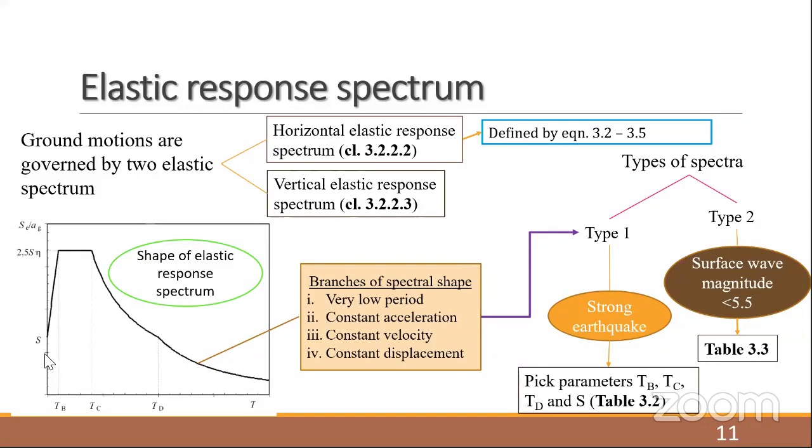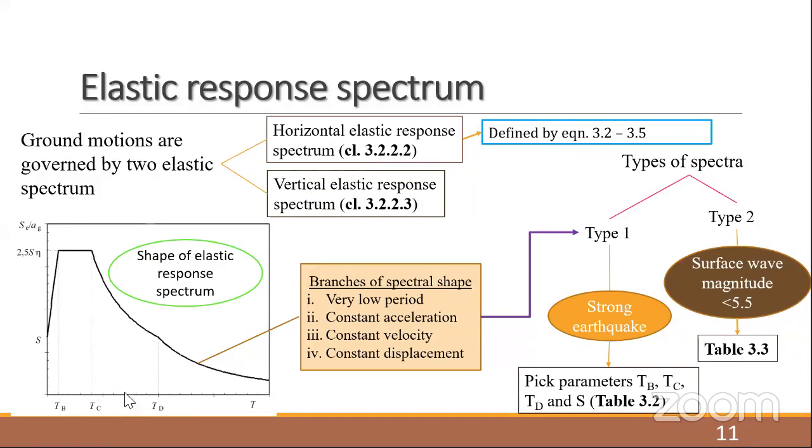So the curve will have four branches, whereby we'll have an excitation from an earthquake. That will lead us from point S to point T subscript B. These are parameters that we're going to check. From parameter S, which is the soil factor, all the way to parameter TB, it is referred to as the very low period, whereby we have the earthquake gaining momentum. Then between TB and TC, we have the second branch, which is normally referred to as the constant acceleration zone. We then have the constant velocity zone. And then finally, zone four, we have the constant displacement.